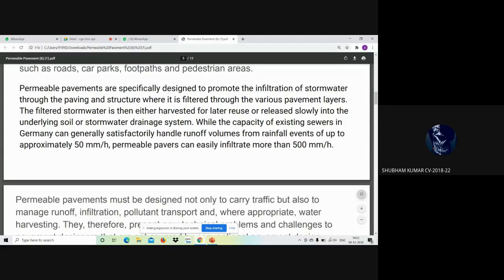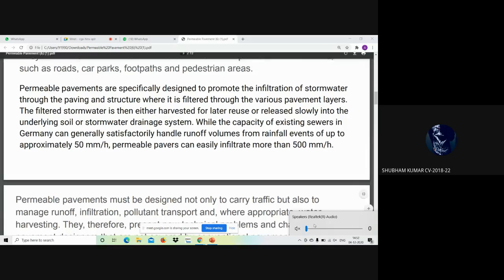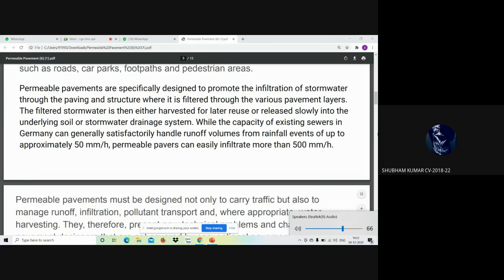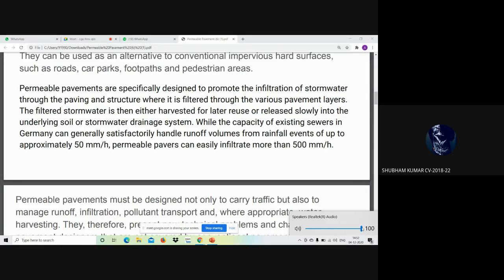Permeable pavement must be designed not only to carry traffic but also to manage runoff, infiltration, pollutant transport, and, where appropriate, water harvesting. They therefore present new technical problems and challenges to the pavement designer that are not covered by conventional pavement design methods.